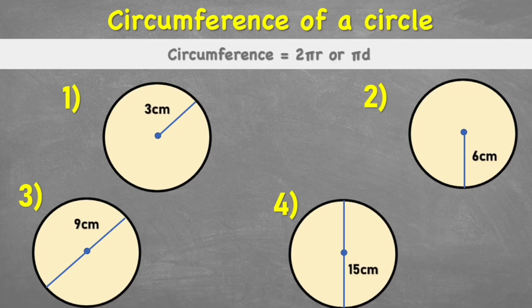Okay, first let's look at our little formula for calculating the circumference of a circle. We can see that we have two: we have 2 pi r and we have pi d. So let's see why we need two and what they basically mean.